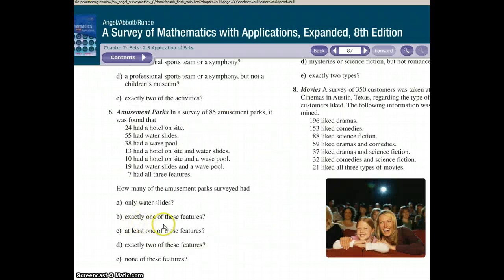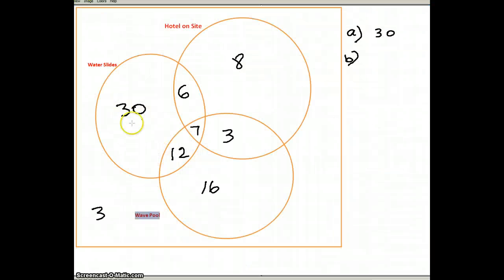Part B, exactly one of these features. So looking back at the Venn diagram, this is one feature, this is one feature, and this is one feature. So for part B, I'm going to add 30 plus 8 plus 16. The sum of 30 plus 8 plus 16 is 54. So part B is going to be 54.